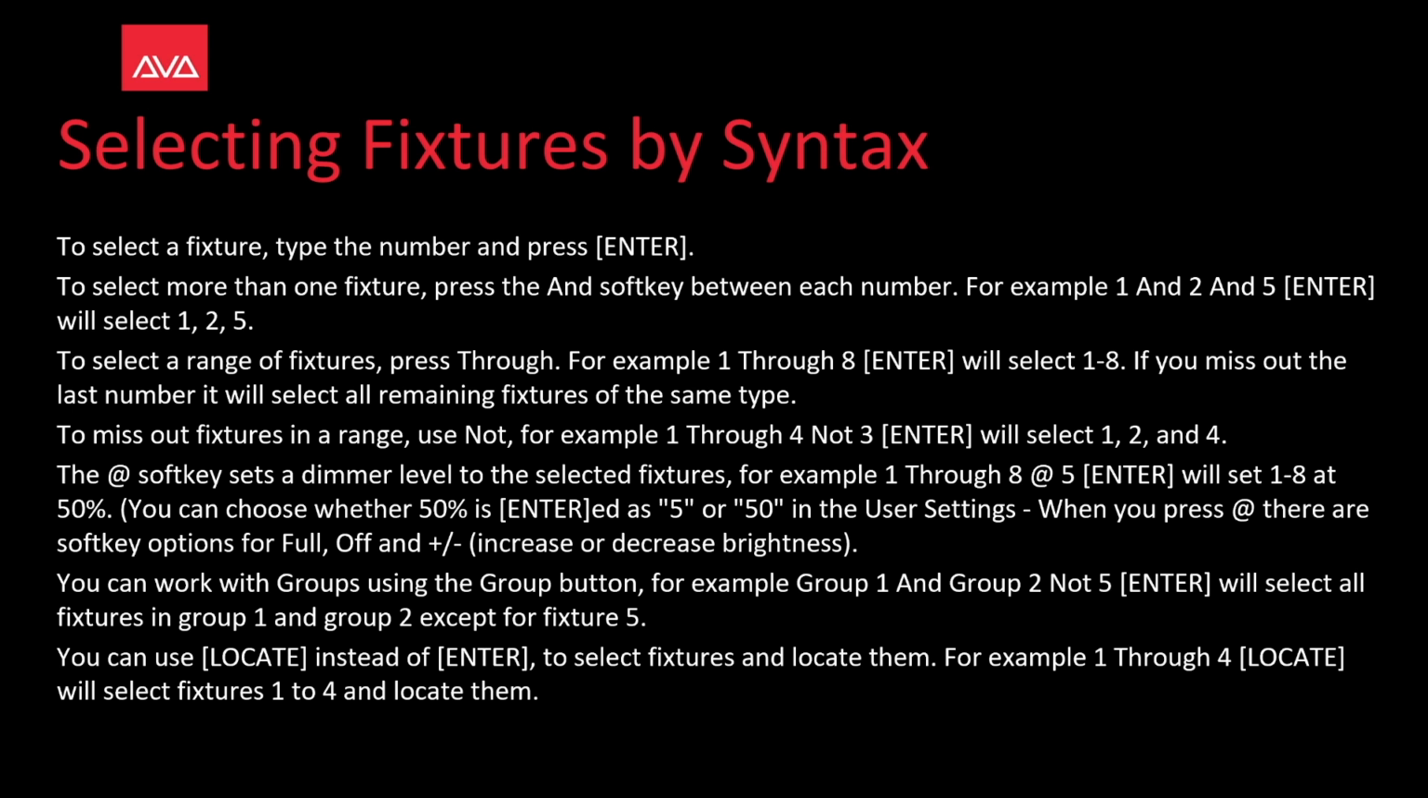You can work with groups using the group button. For example, group 1 and group 2, not 5, will select all fixtures in group 1 and 2 except for fixture 5. You can use locate instead of enter to select fixtures and locate them. For example, 1 through 4, locate, will select fixtures 1 to 4 and locate them.